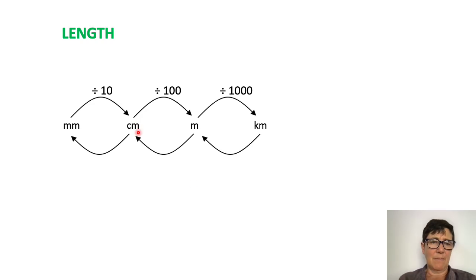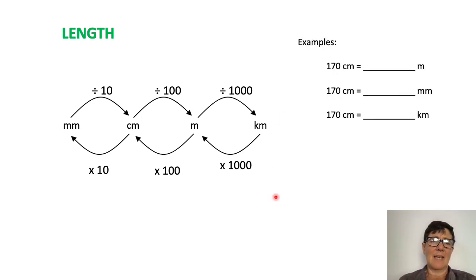Okay. If I'm going backwards, maybe kilometres to metres, or centimetres to millimetres, I'm going to do the opposite to what I did above. I'm timesing. So here, times by 100. And kilometres to metres, times by 1,000. Now this needs to be completed on your guided notes. This example is also on your guided notes.